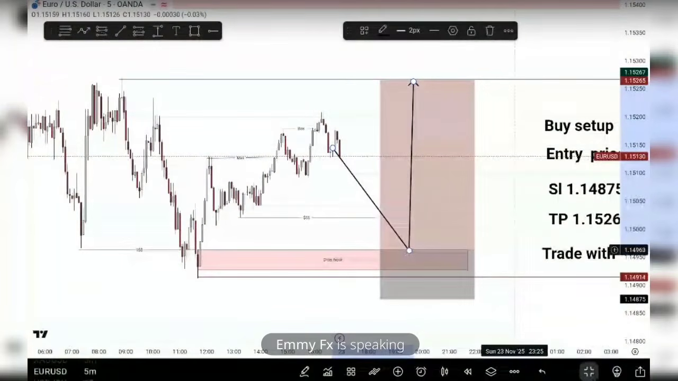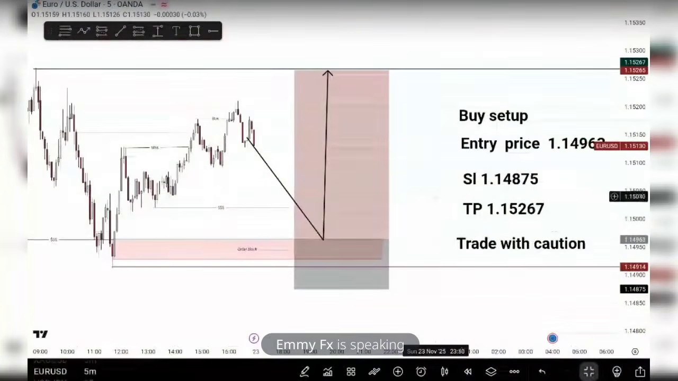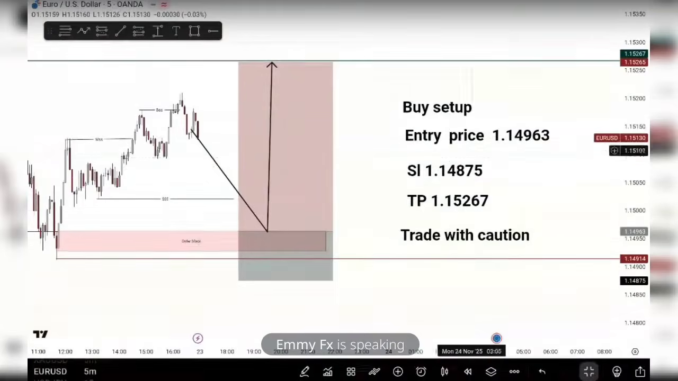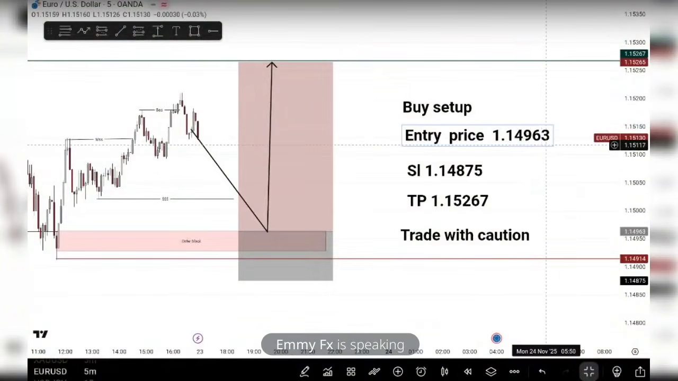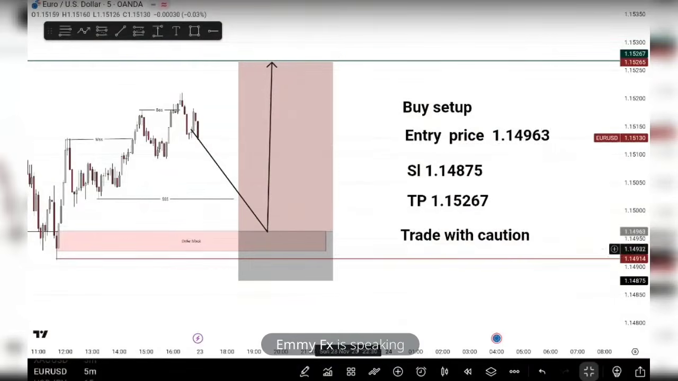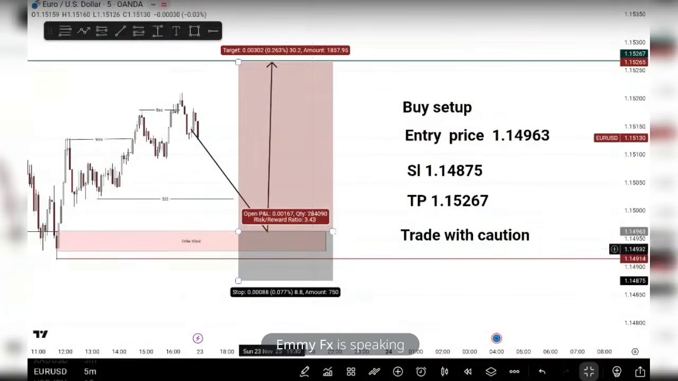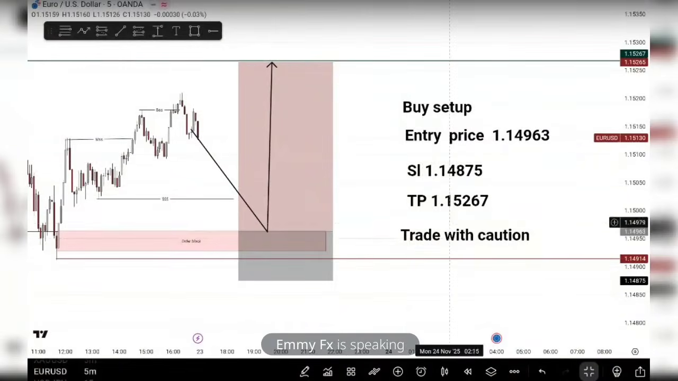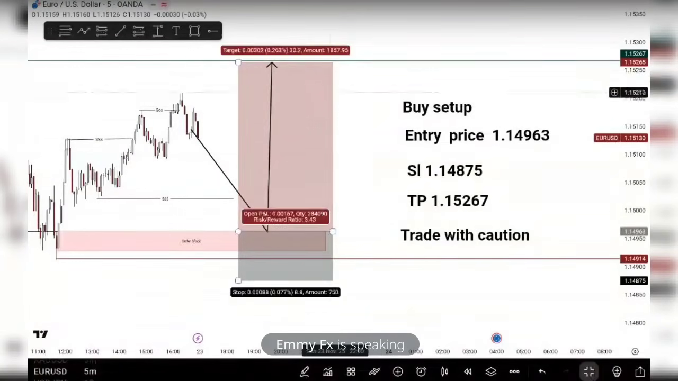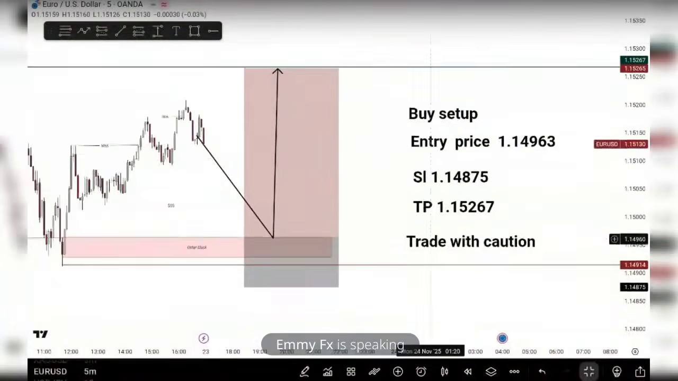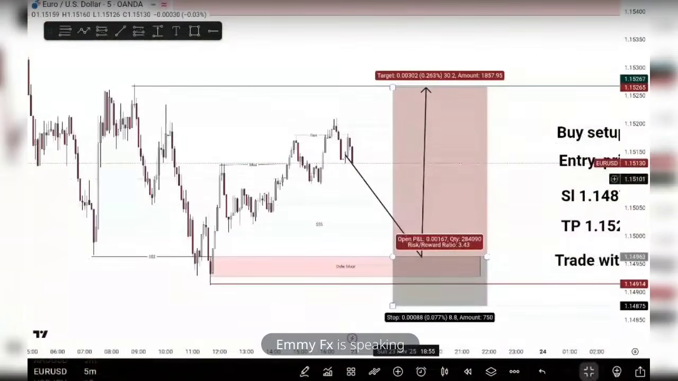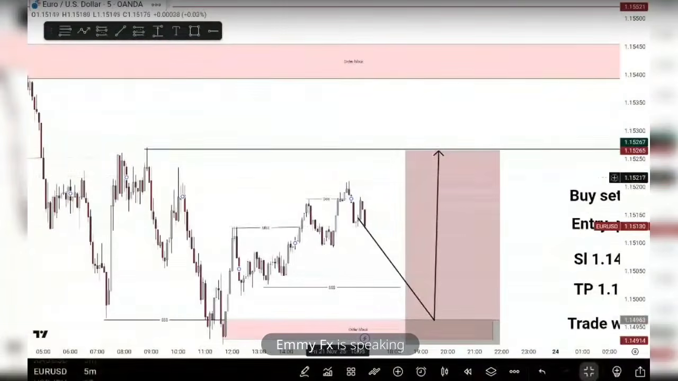And I have got the coordinates. This is a buy setup. Entry price is going to be 1.14963. Our stop loss is going to be 8.8 pips away. Our take profit is going to be 1.1526. So now I want us to catch the buy here before moving to the side.